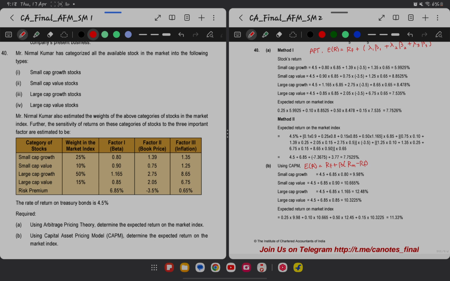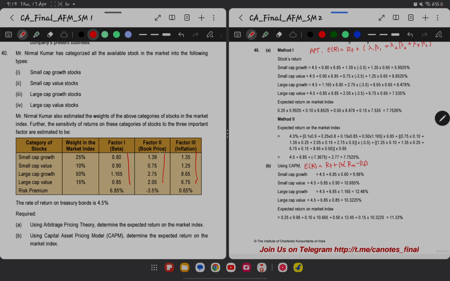Okay. Now the category is given, then the weight of the market index is given, which is nothing but the weight of our portfolio also. And the factors are given: factor 1, factor 2, and factor 3. Here factor 1 is beta, but actually whatever values they have given here, all of these are betas only. I'll explain why. In the first case, it directly says beta, which in turn means the sensitivity of these stocks towards the market return. So that's what this beta signifies.